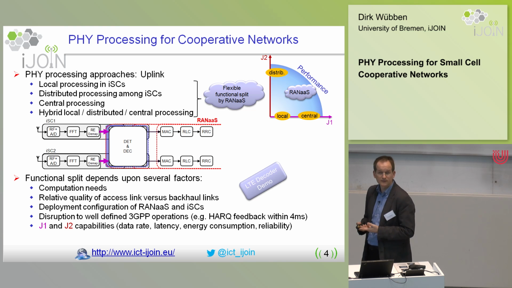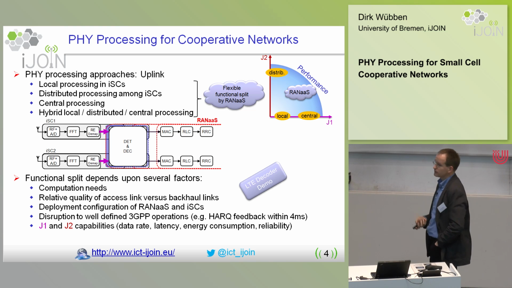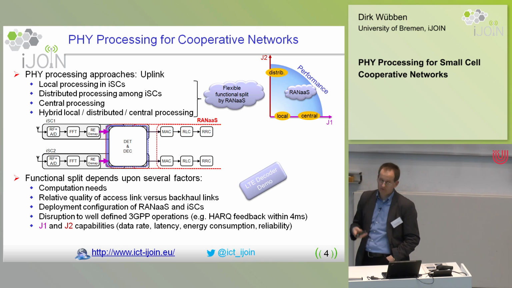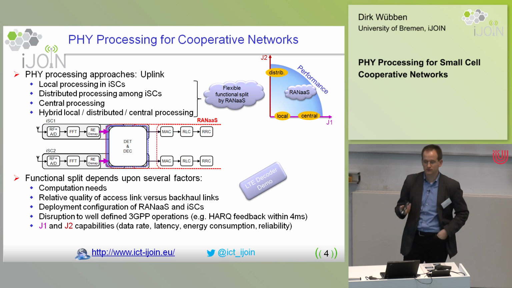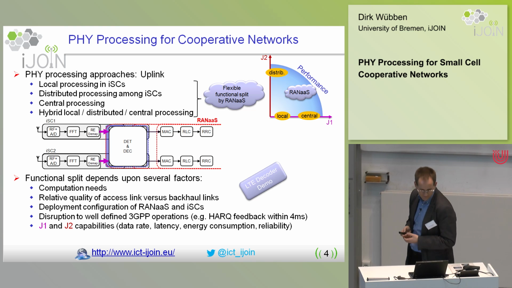We should, of course, somehow have a kind of a disruptive extension of 3GPP. For example, HARQ will always play a very important role when we talk about latency. And of course, the backhaul topologies, this J1 and this J2 capabilities, not only with respect to the rate, but also with respect to the latency, energy consumption, and all that stuff.